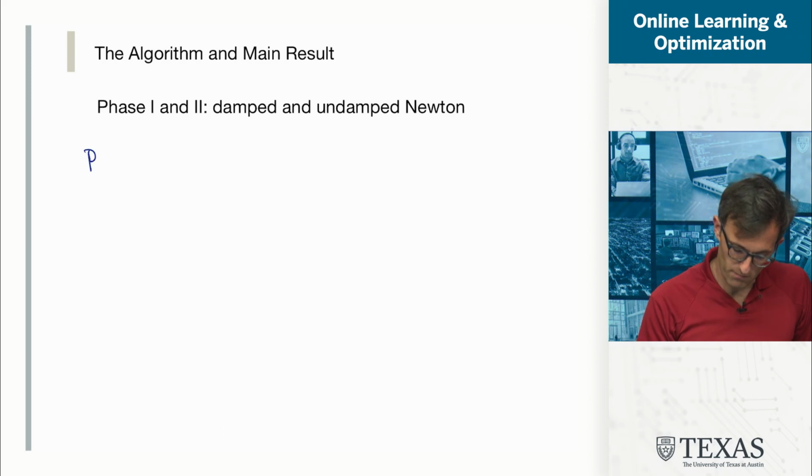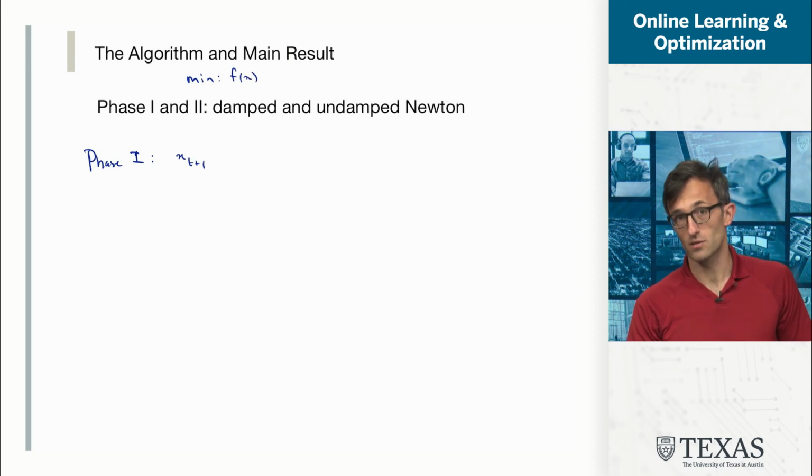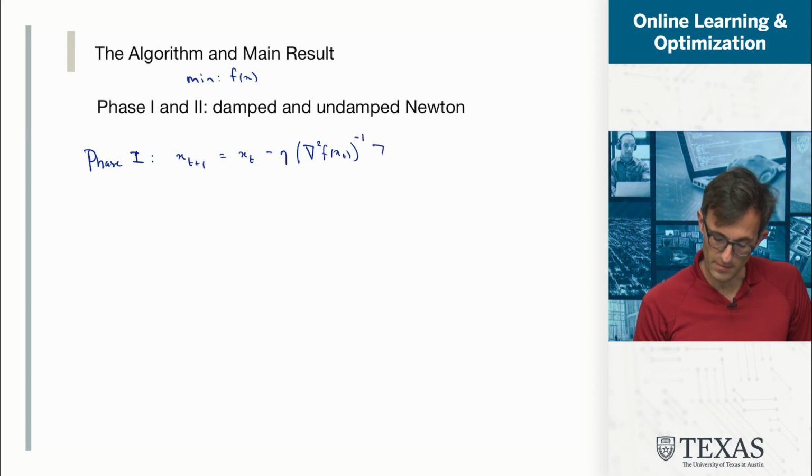So phase one updates as x_{t+1}. I guess I should write that everywhere inside here we're minimizing a convex function f that has a Hessian, so I can find its second derivatives. Phase one is x_{t+1} equals x_t minus a step size that'll be less than 1 times the key Newton direction, which is the inverse Hessian of f times the gradient of f of x_t.